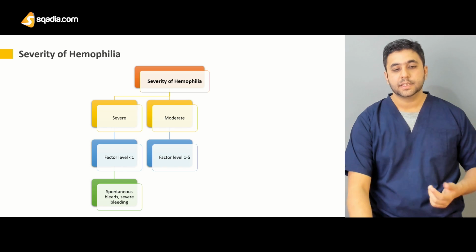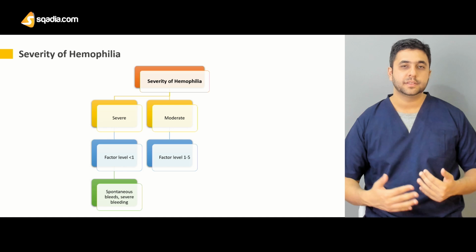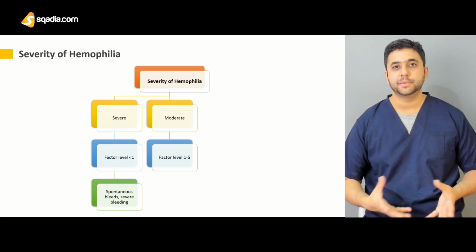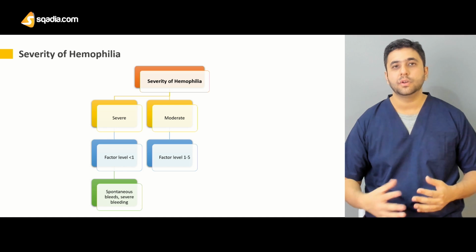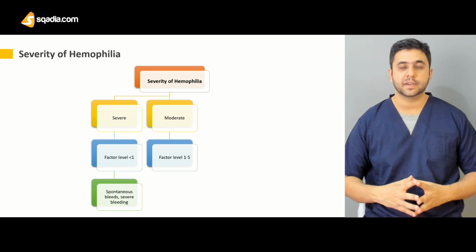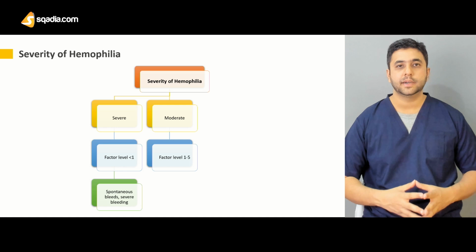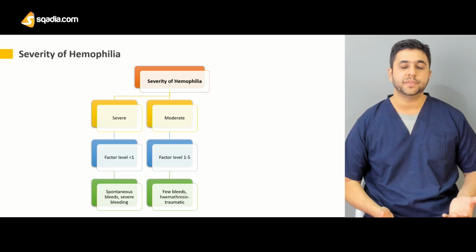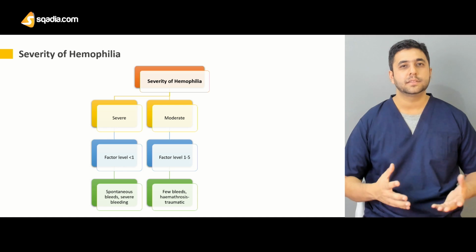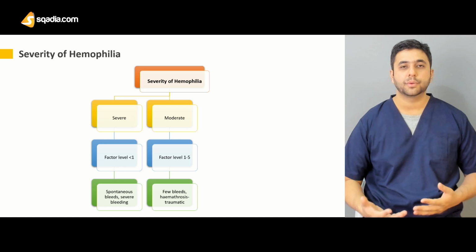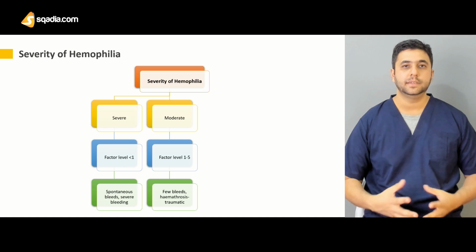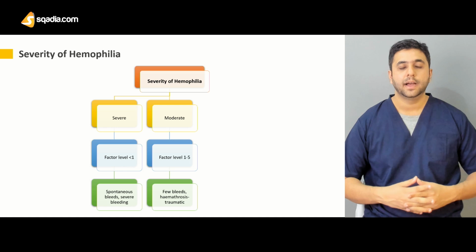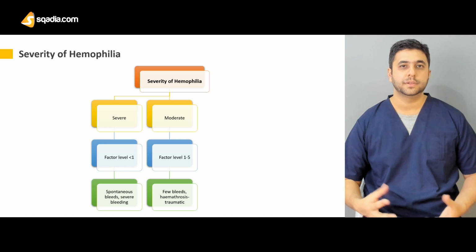For the moderate disease, we classify it as a factor level greater than 1 and less than 5%, so 1 to 5% is the percentage of the active factor. In moderate disease, there are fewer bleeds as compared to the severe factor problems. There is less spontaneous bleeding, but there is traumatic bleeding. With trauma, there are large bleeds, like we can have hemarthrosis, we can have intracranial bleeding, and these patients need only smaller traumas to have a large bleed.